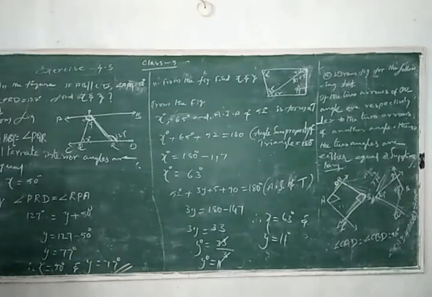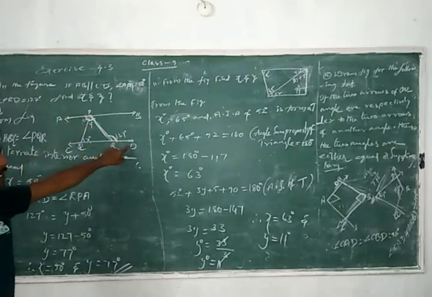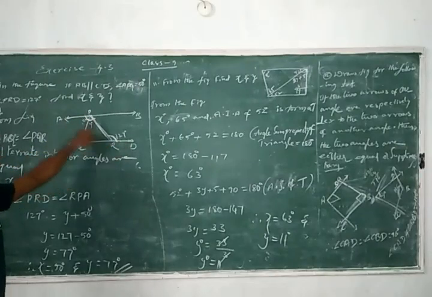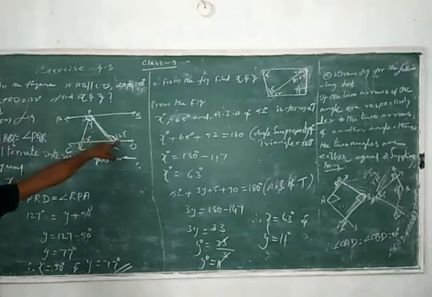This is the answer. If you understood clearly, APQ is equal to PQR and x is equal to 50. Then PRD is equal to RPA. RPA means there are two angles here, and their total is equal to PRD. That is why 50 plus y is equal to 127. Sending this 50 to the other side, 127 minus 50, the remainder is 77 degrees.